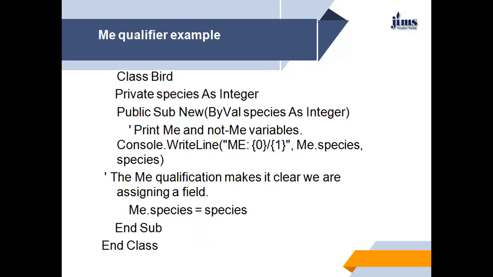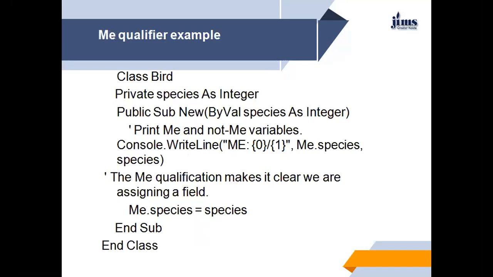Let's see one me qualifier example. This is the class bird, private species as integer. Okay. Now public sub new, ByVal species as integer. Now print me and not me variables. Console dot write line me variable. See, 0 oblique 1: 0 will be in the first instance and 1 will be the second. Me dot species and species.